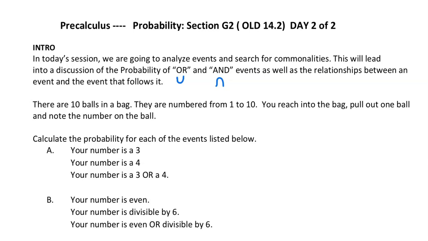Okay, there are 10 balls in a bag. They are numbered from 1 to 10. You reach into the bag, pull out one ball, and note the number on the ball. Calculate the probability. The second you see probability, you're going to be thinking fraction for each of the events listed below. Your number is a 3. Well, there are 10 balls, numbered 1 to 10 with no repeats. So therefore, 1 out of 10 times, you would get a 3.